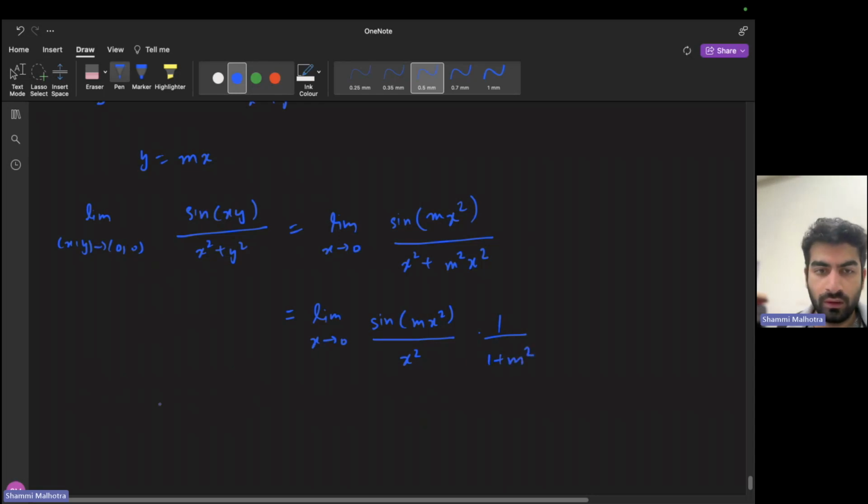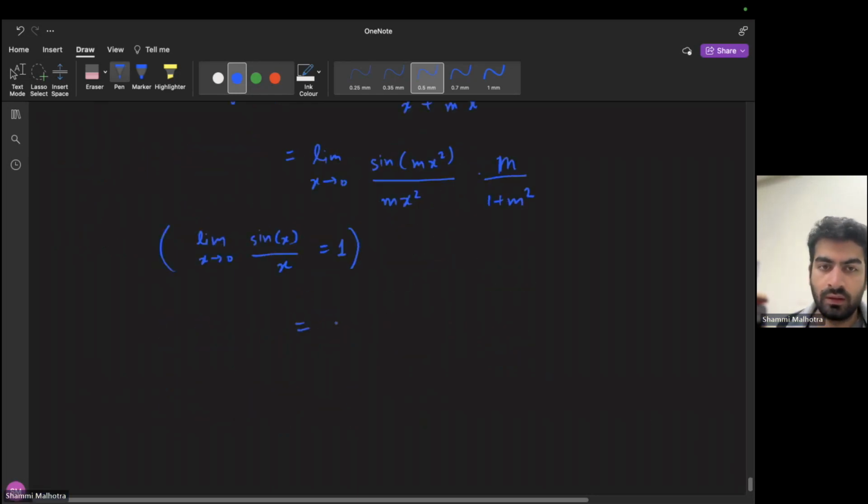Now we remember one more standard limit which we calculated in our one variable calculus: the limit as x tending towards 0 of sin x by x is equal to 1. We can see the same thing is there. So instead of x we have m times x square. So I have to multiply by m here and divide by m here to nullify the effect. Now this thing is m times 1 upon 1 plus m square, and this limit turns out to be equal to 1 from our one variable calculus course. So this will be m upon 1 plus m square.